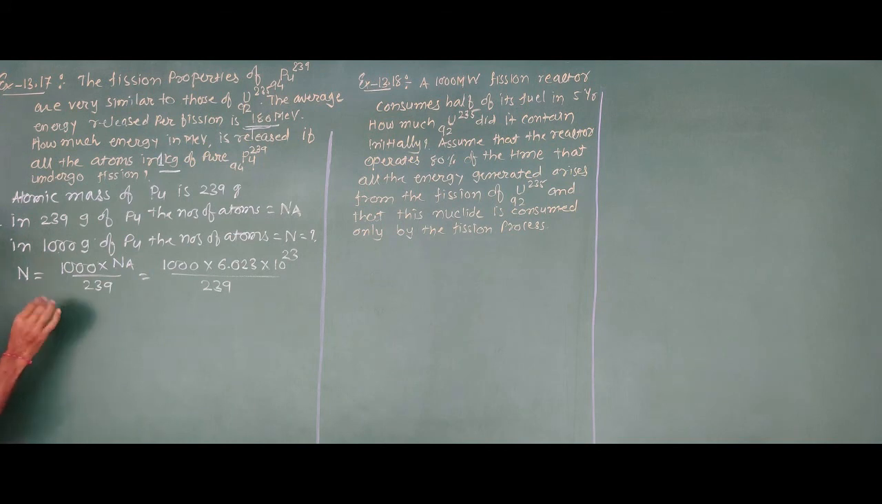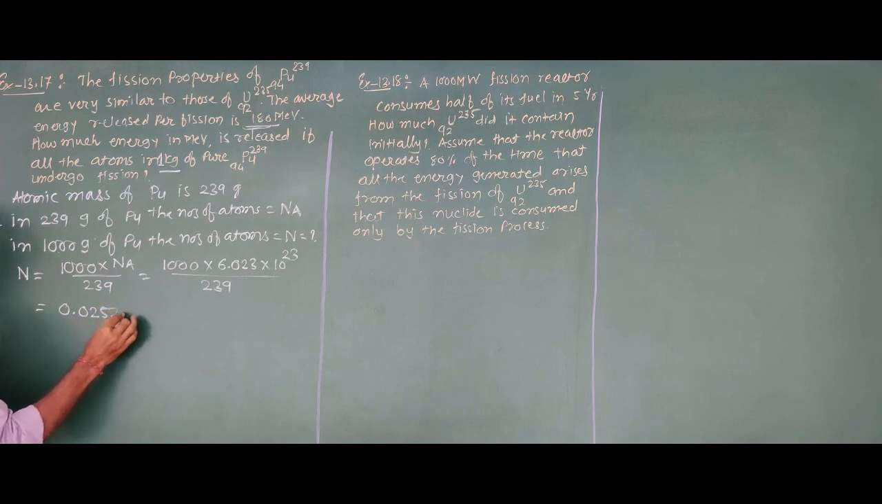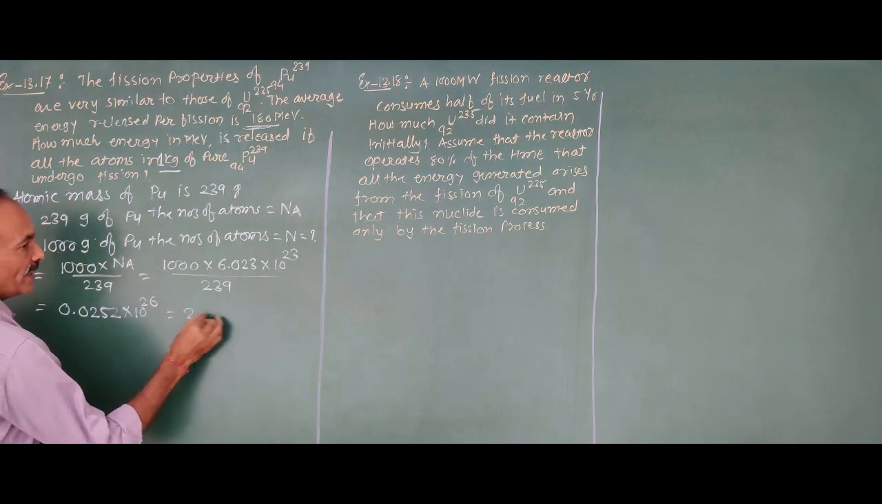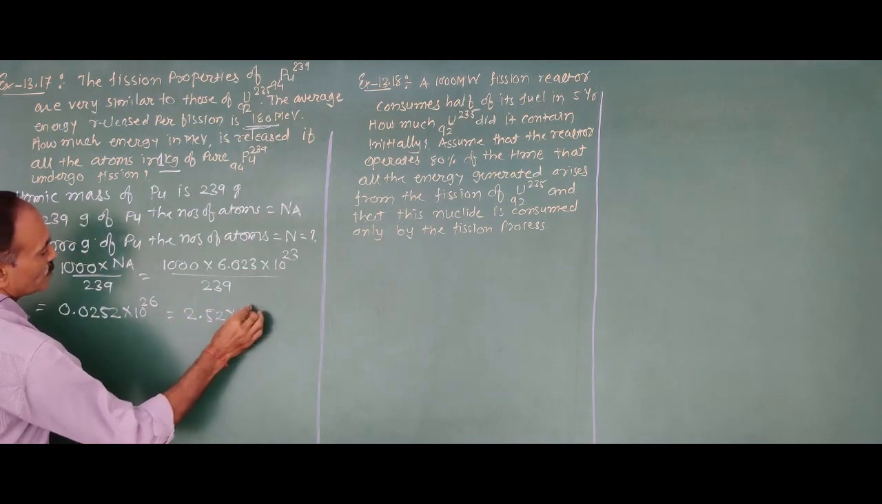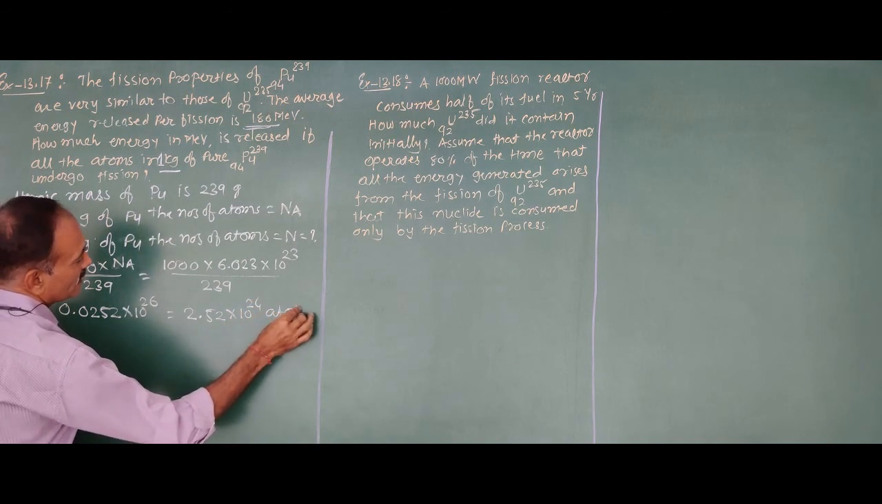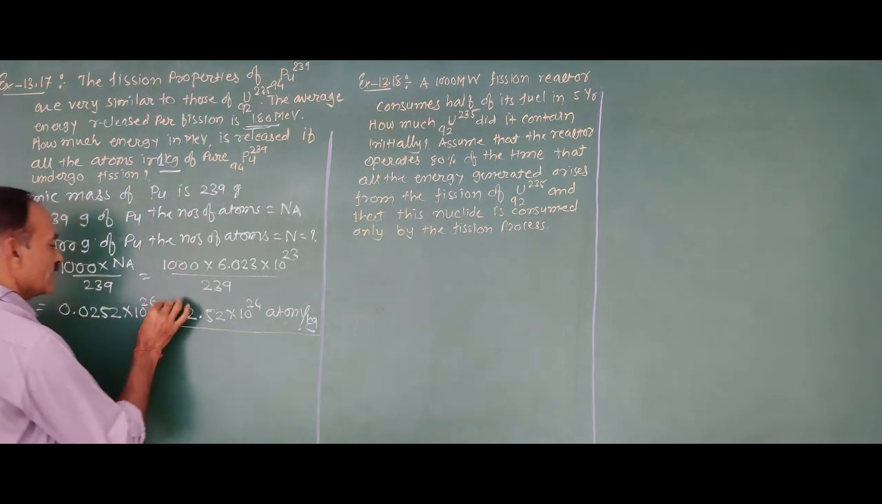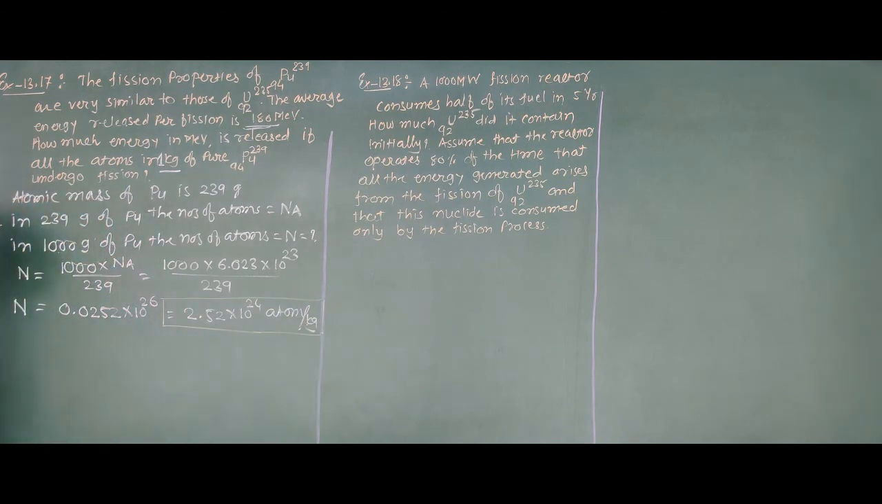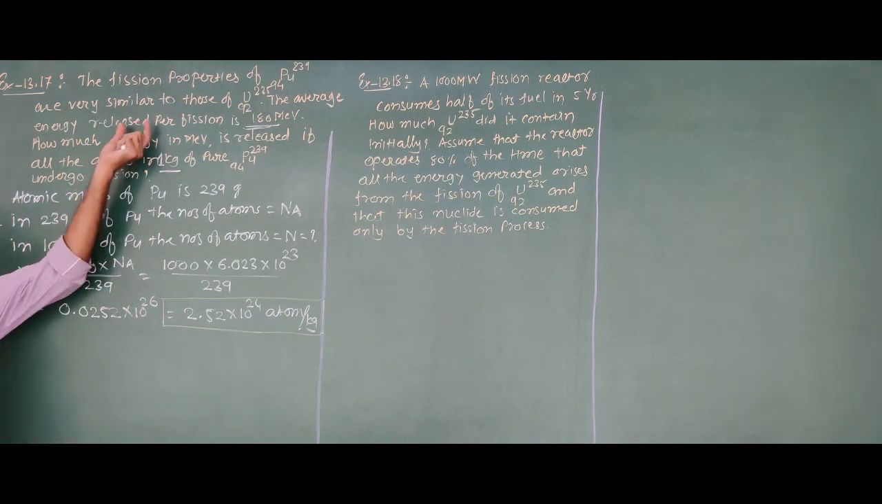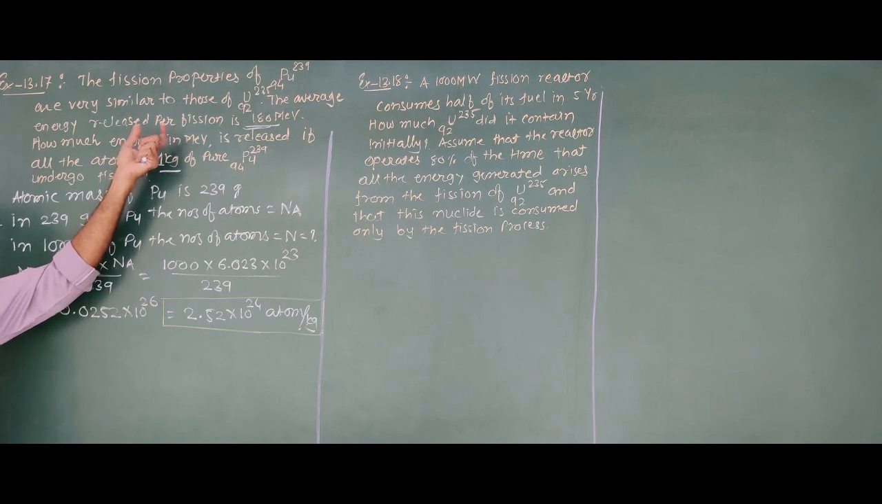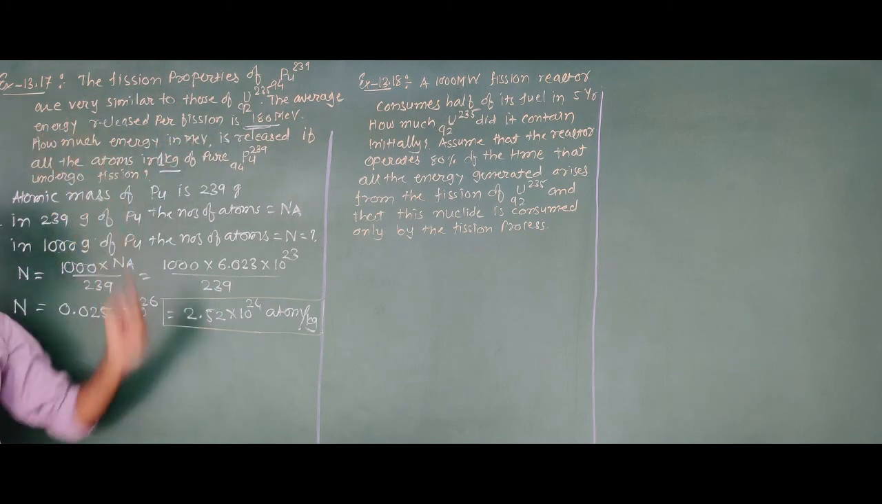Therefore, the simplification of this is 0.0252 into 10 to the power 26. That means 2.52 into 10 to the power 24 atoms per kg of plutonium. That is the value of the number of atoms in 1 kilogram of pure plutonium. Due to the fission of each atom, 180 MeV energy is released.